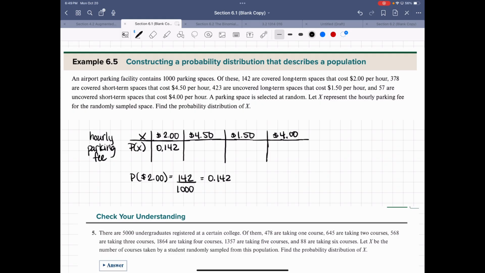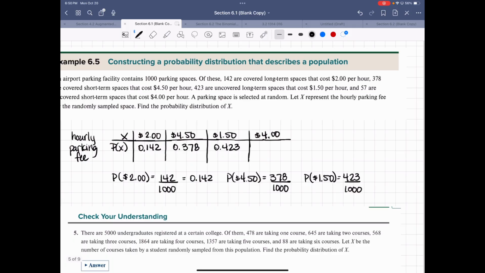Okay, so let's do the probability of $4.50. How many of those are there? 378. 378 out of 1,000. And that should give me 0.378. Okay, the probability of a $1.50 slot, there's 423 of those out of 1,000. So I've got 0.423.